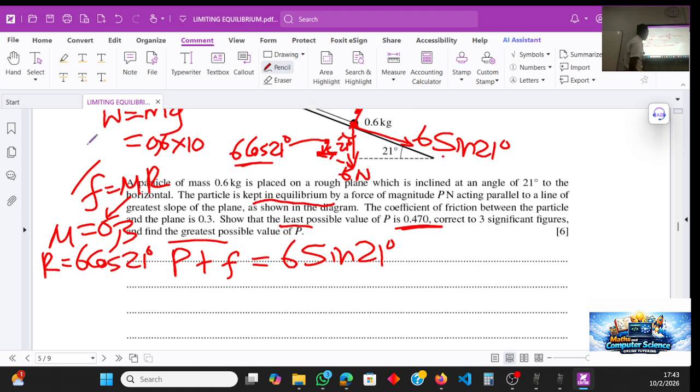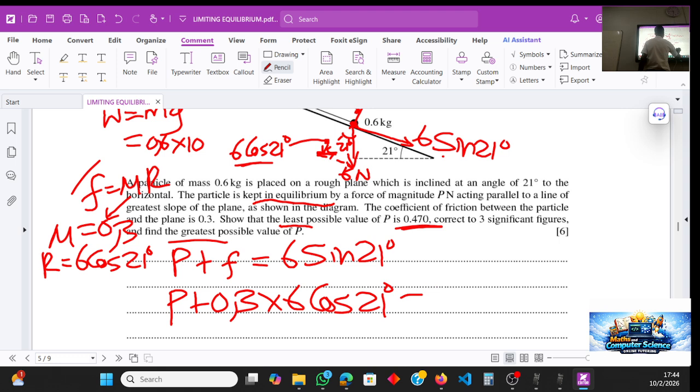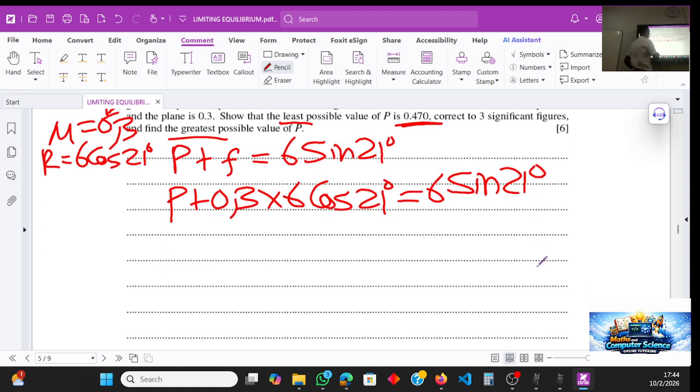We'll then have to substitute to say P plus mu. Mu we said is 0.3. So that's 0.3 multiplied by 6 cos 21 degrees. We are saying this is equal to 6 sine 21 degrees. Now, our interest is to test whether this is equal to the value of P that we are given there, which is 0.47. So in the process, we are going to make P the subject of formula.